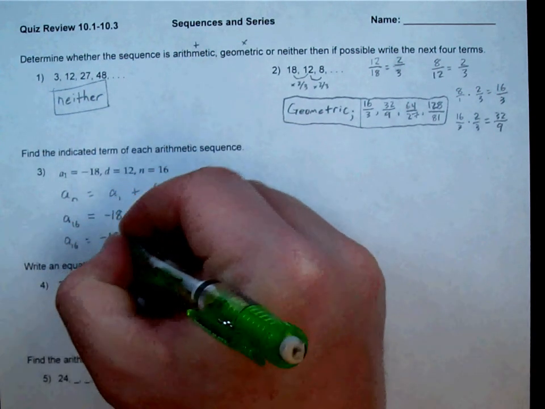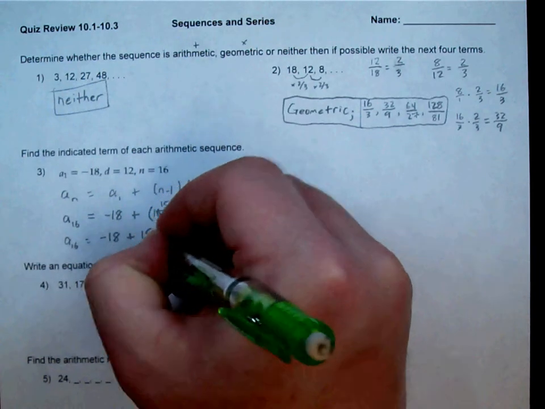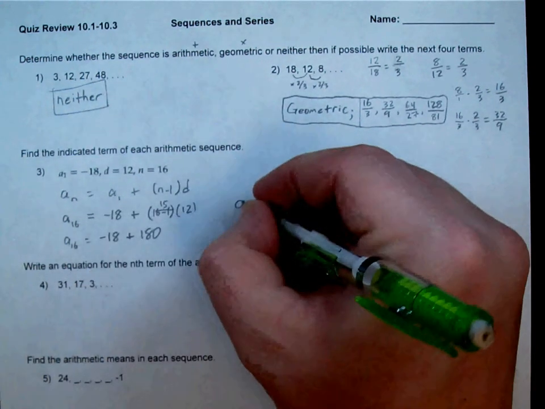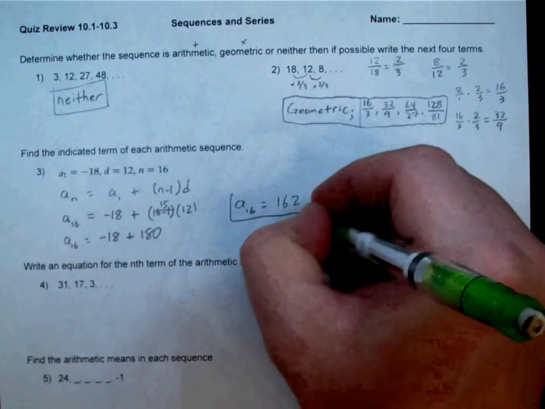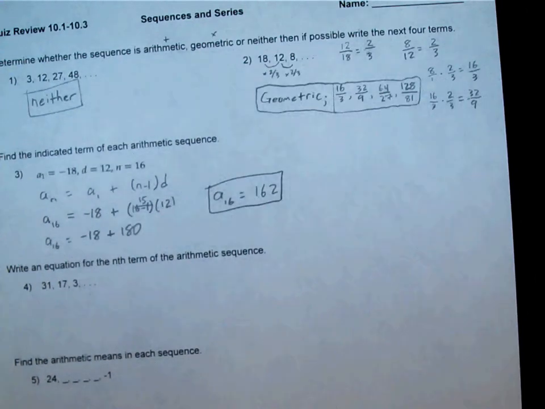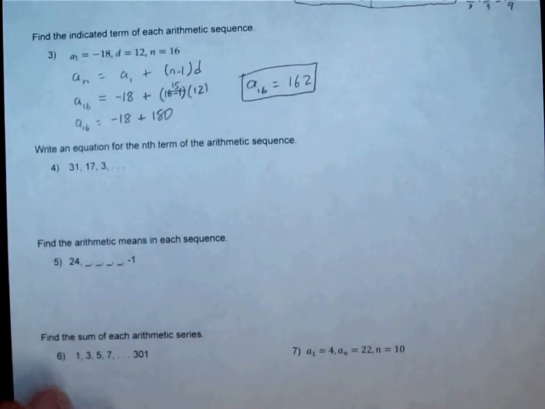Make sure you're doing order of operations. So negative 18 plus 180 is 162. So that's the term we're looking for. Number 4, find the nth term. So we use this exact same formula again. I'm not going to write it again. We can see it right there.